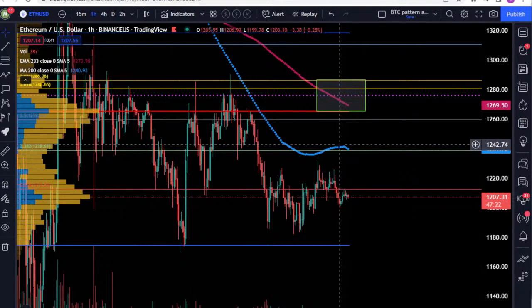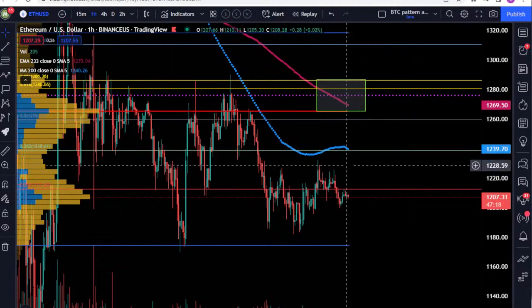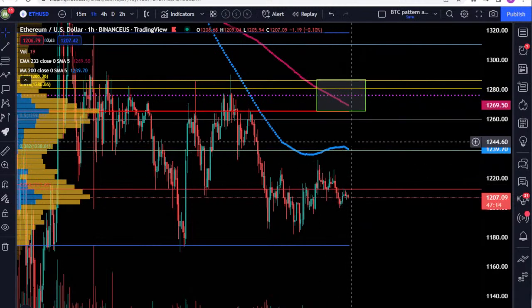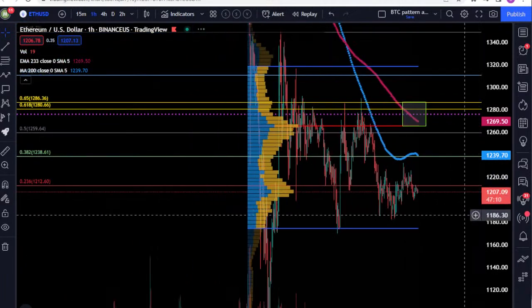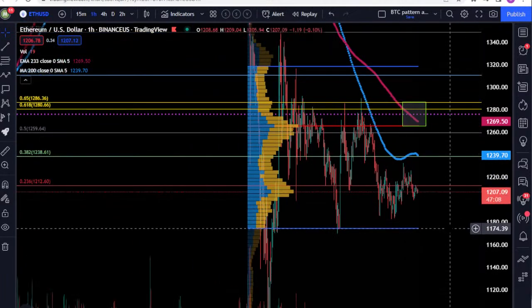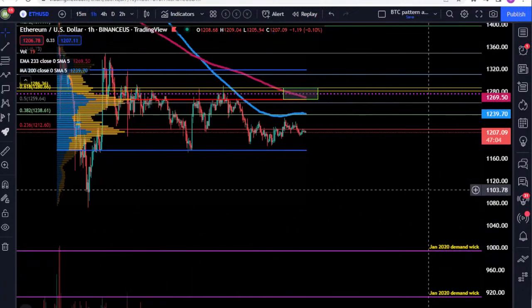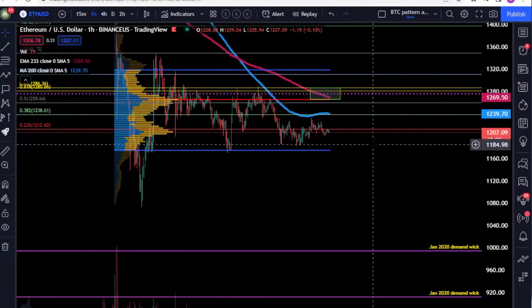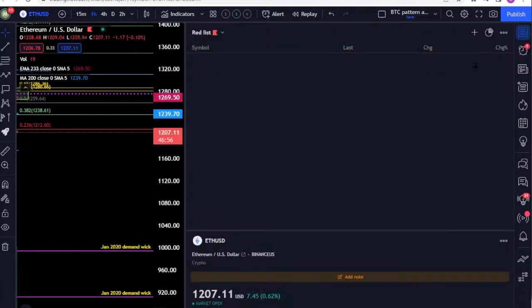Now you have this 200 simple moving average above us, which may be a problem, so just be aware of that. If it starts pumping, it doesn't have to get here. It can stop wherever this is. To the downside, we have targets, value area low, and we have the 994 region. That's for Ethereum. We're holding very well at 1205. 1170 is a strong zone for Ethereum.